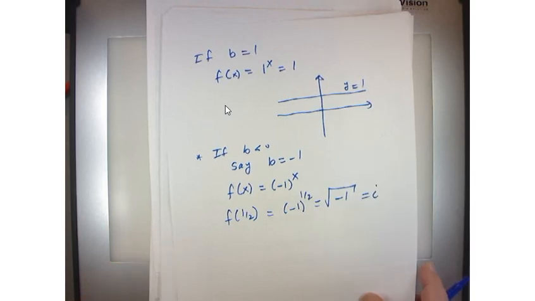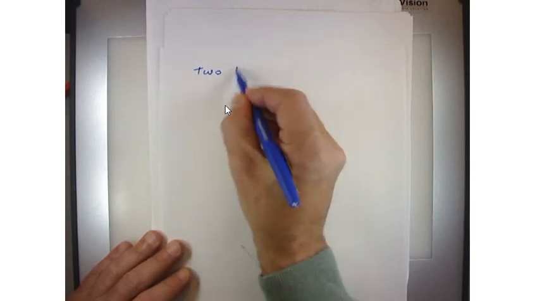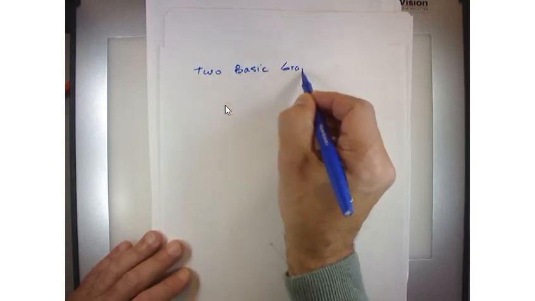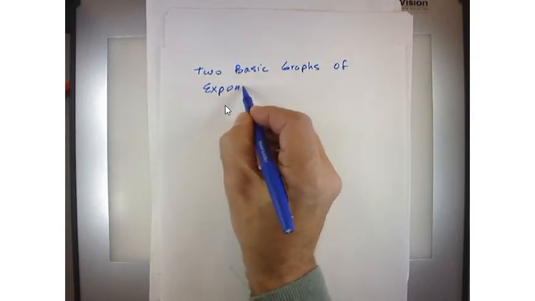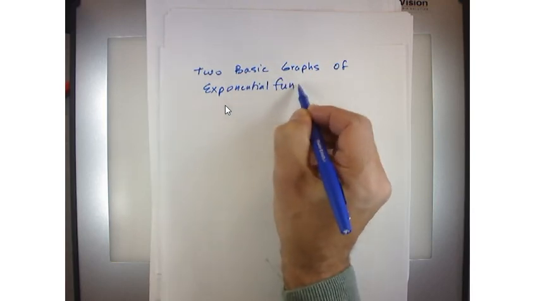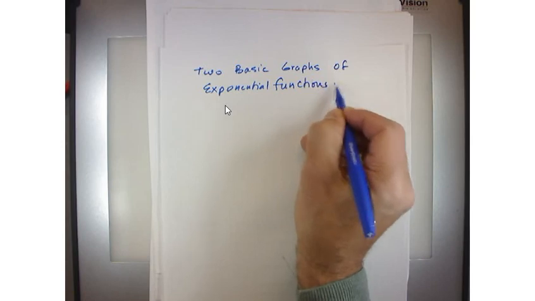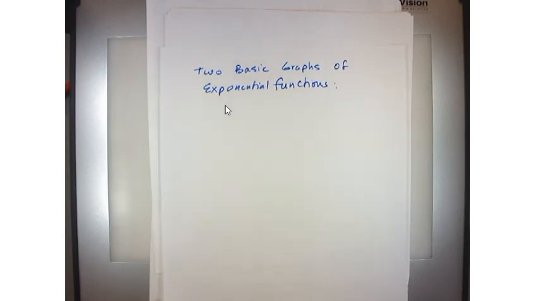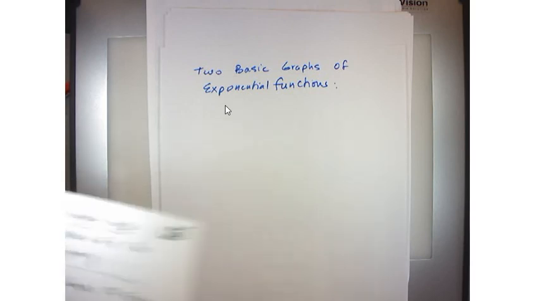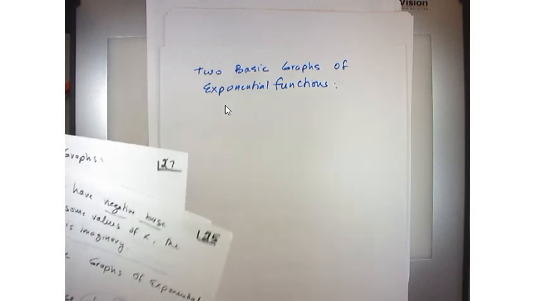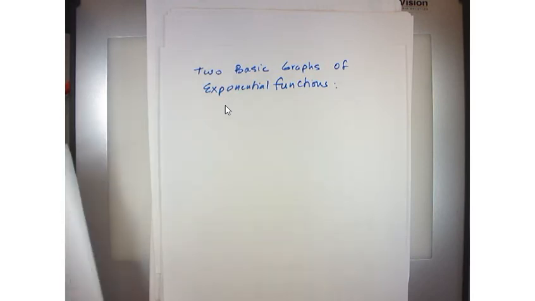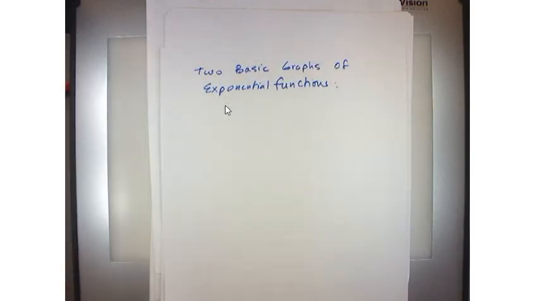Now we're going to talk about two basic graphs of exponential functions. And that's what the handout is for, so I don't have to graph that. You can see what I'm talking about. I'll just show you a t-chart. But let's see those basic graphs. You know what? Let's look at examples. It's better. Then we'll look at the basic graphs.